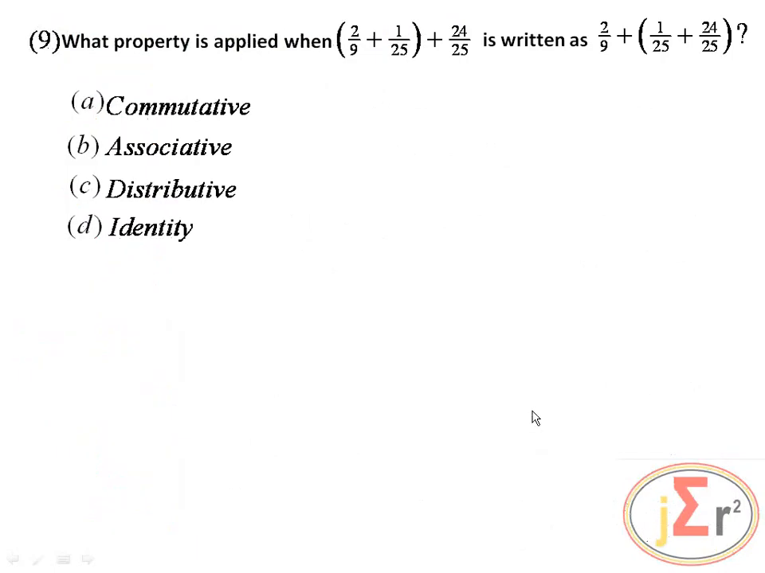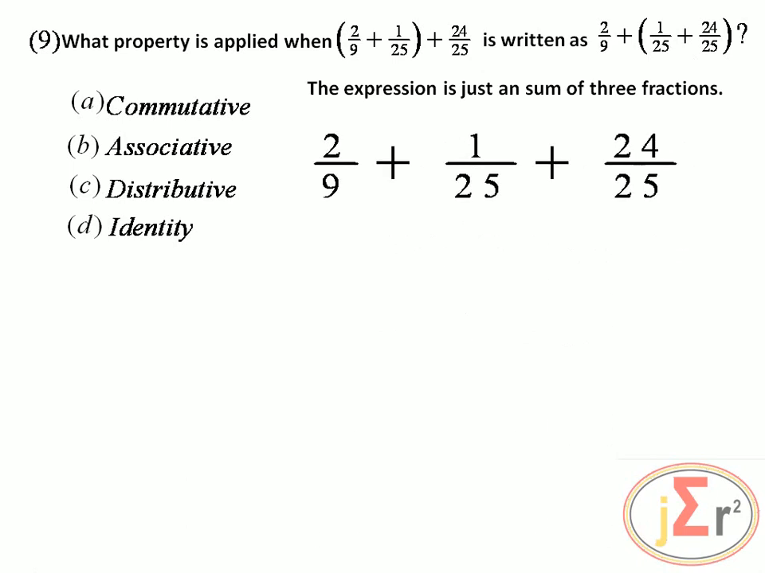What property is applied when this that we have here is written as this? The expression is just a sum of 3 fractions. So that's what it is. It's just the sum of 3 fractions. And there we have them placed under the microscope. The sum of 3 fractions.